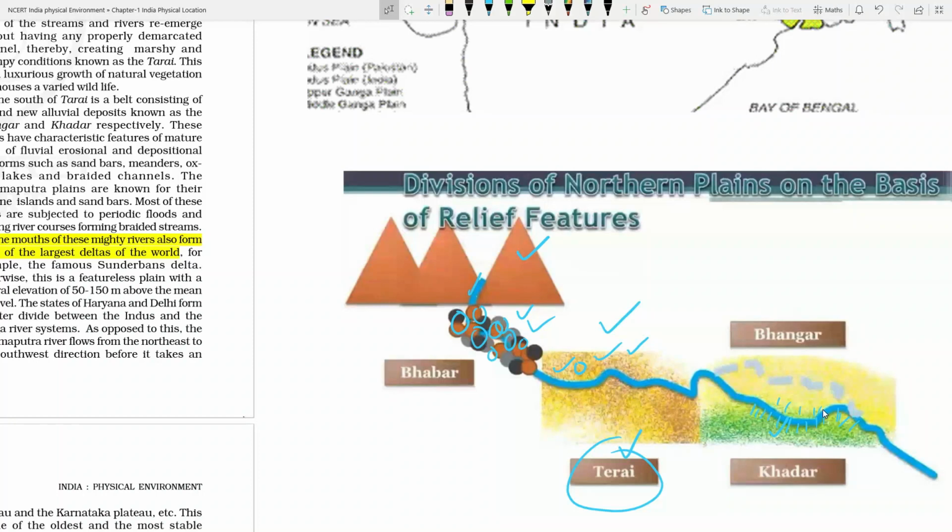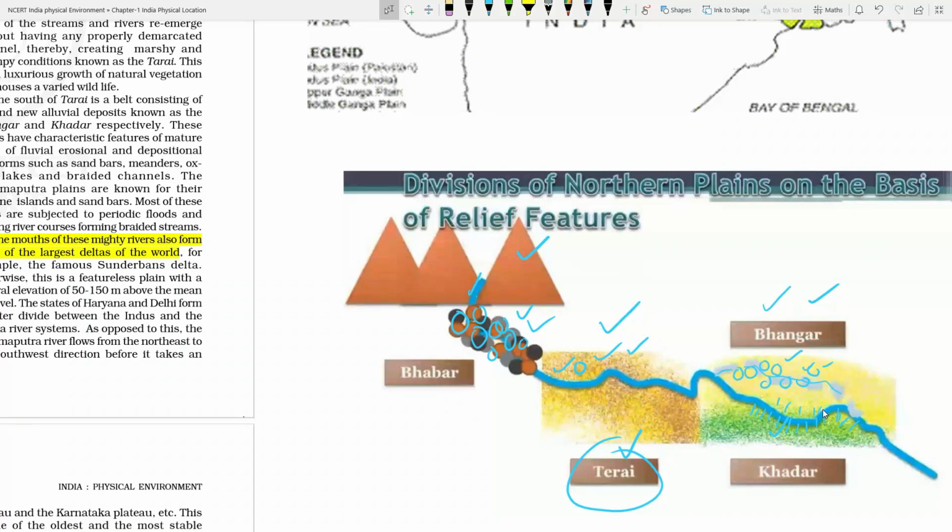So what is bhangar? Suppose earlier the course of the river was like this, and sediments, the khadar kind of soil, have been brought here, but now the river has changed its course, and because of that this khadar, meaning this alluvial soil, has turned older and no new replacement is there, but it is still alluvial soil.